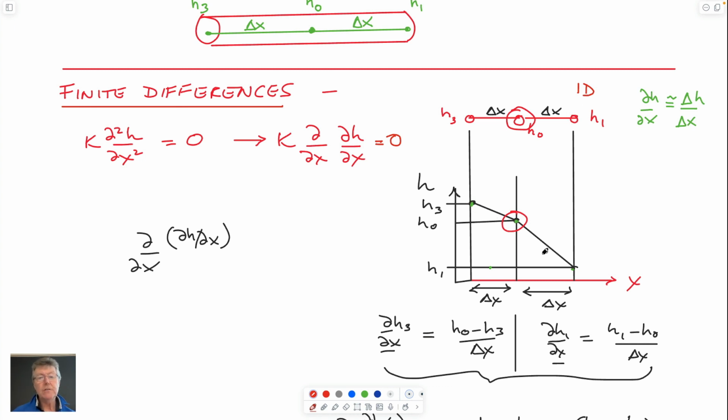So if we drew a section through along this core, then the upstream head would be the head at node 3, the node in the middle would be the head at node 0, and the downstream would be the head at node 1. And this would be just like our calibration picture through our aquifer, except just written for these three individual nodes.